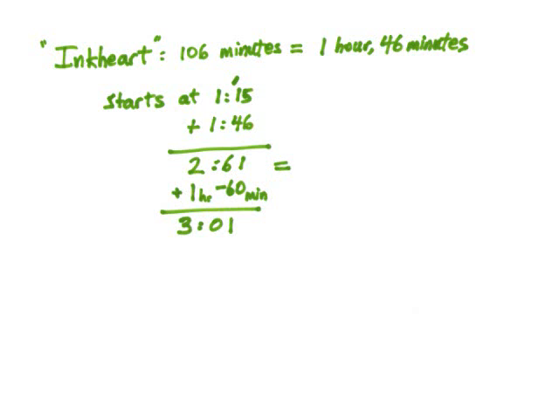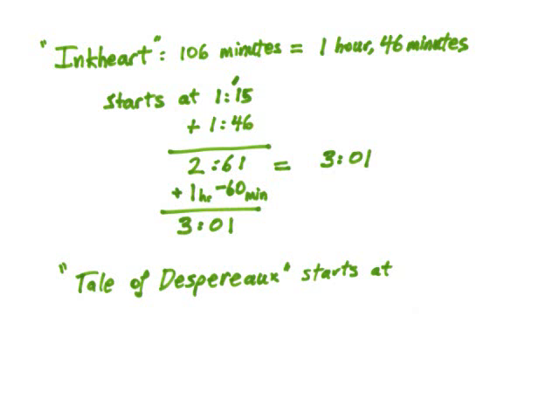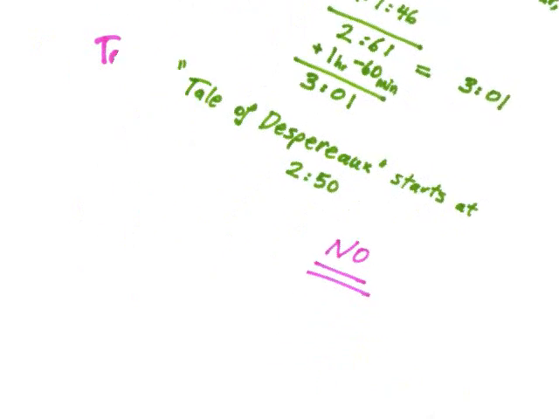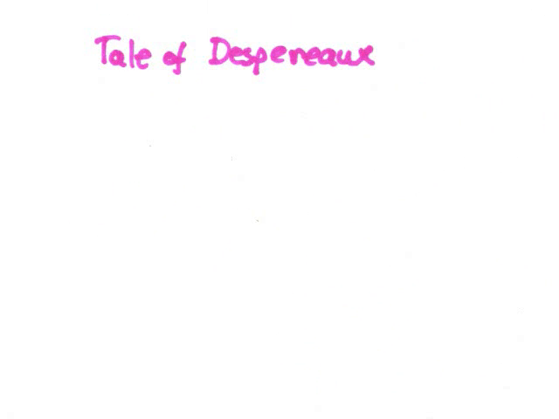That's our real answer. And unfortunately for us, it means that Inkheart will end at 3:01, which doesn't do us any good since the last showing of The Tale of Despereaux was at 2:50. So this is not going to work for us. We're going to have to go to Plan B. And Plan B is as follows.